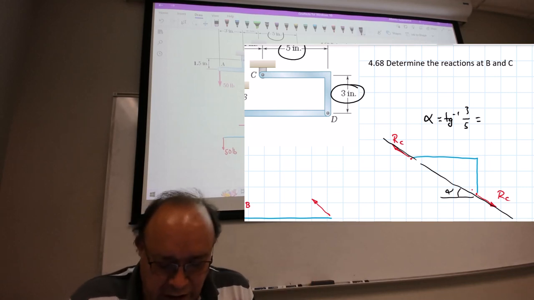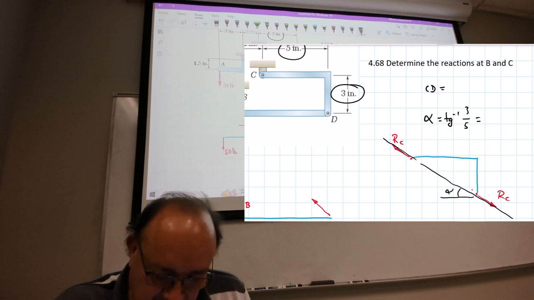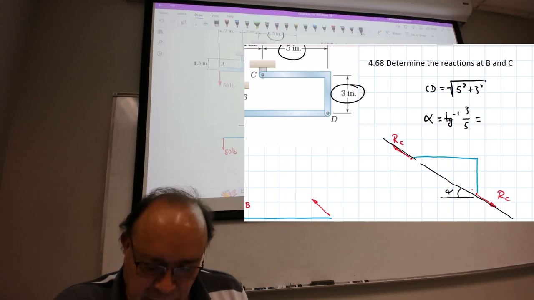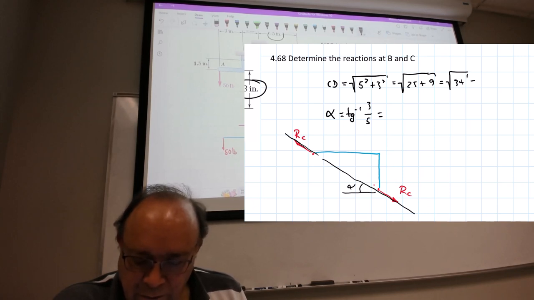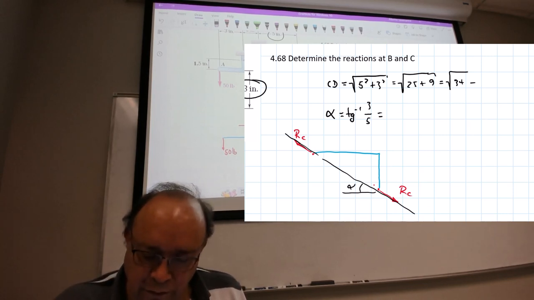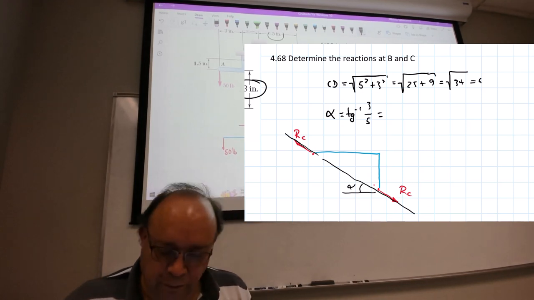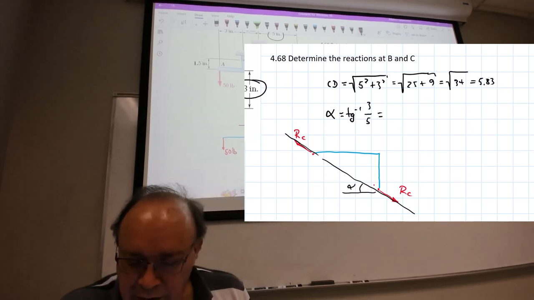Or another way, if you want, is just to get what is the distance from C to D. That's another way to do it. Sometimes that is kind of better. CD is equal to a square root of 5 squared plus 3 squared, so it will be a square root of 25 plus 9, so a square root of 34. Yeah. So what do you get? Square root of 34, 5.83. 5.83. 5.83 is 0.9331.